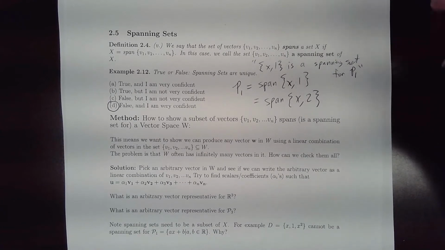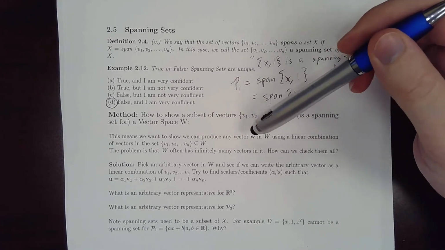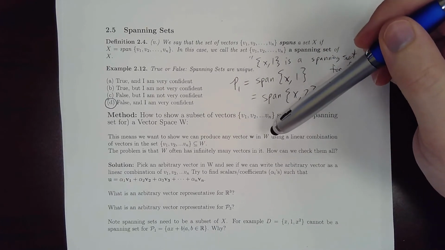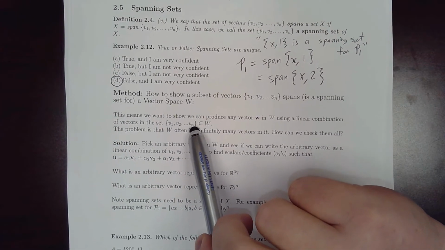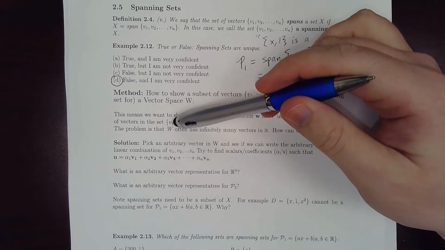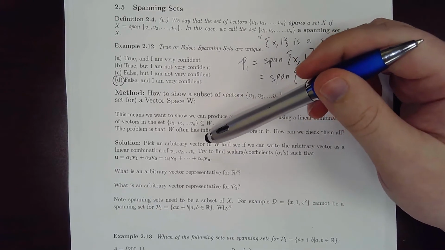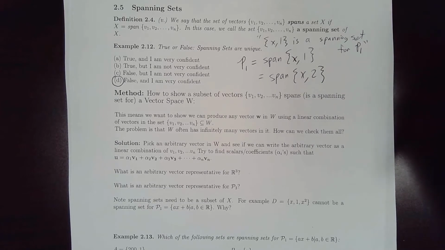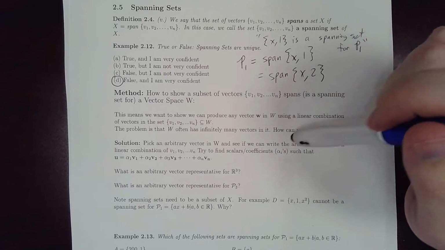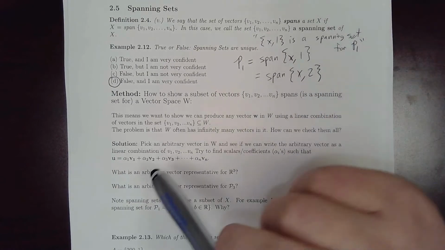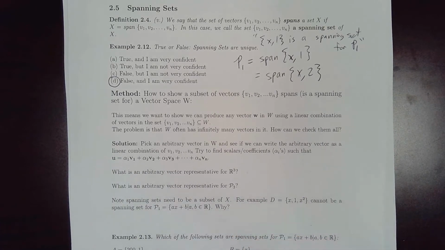So if we want to show that a subset of vectors is a spanning set for a vector space, it means we want to show that we can produce any vector, w, in that vector space using a linear combination of the vectors from our set. The problem is that W often has infinitely many vectors, so in order to check them all, we need to find an arbitrary vector and see if we can write that as a linear combination of the vectors that we have. So we're trying to find scalars so that this arbitrary vector can be represented as a linear combination of the vectors that we have.